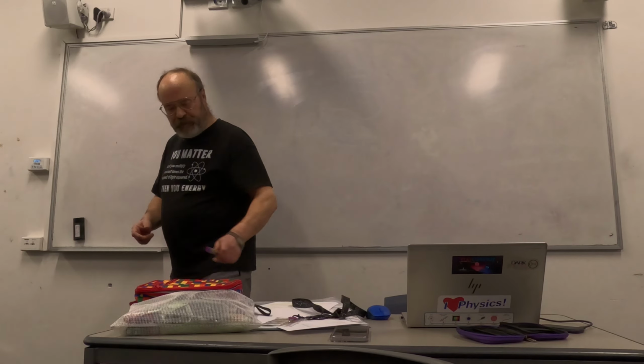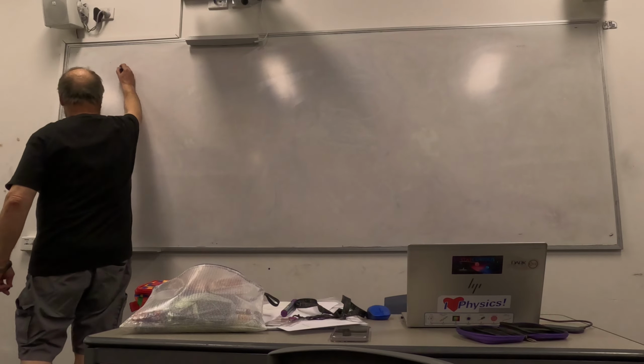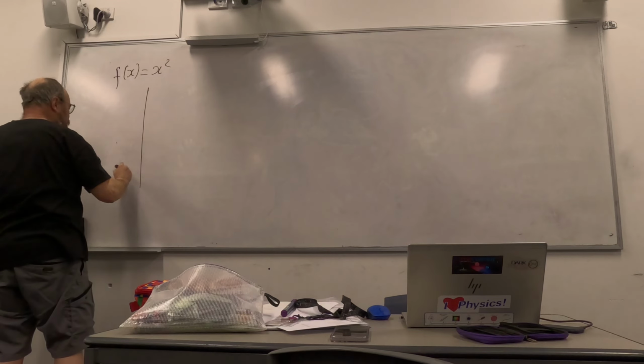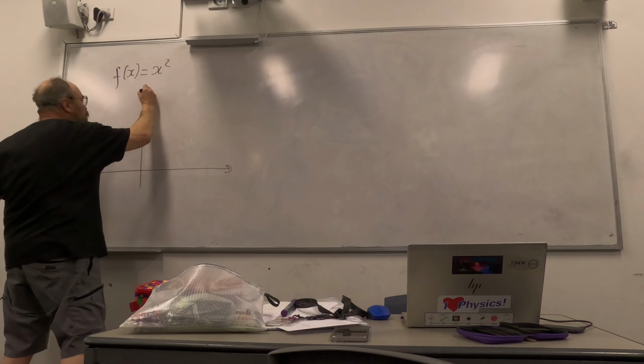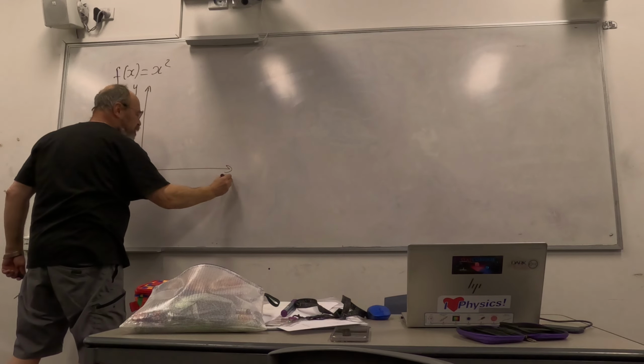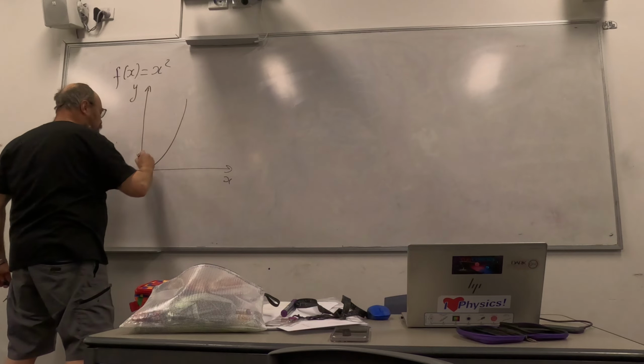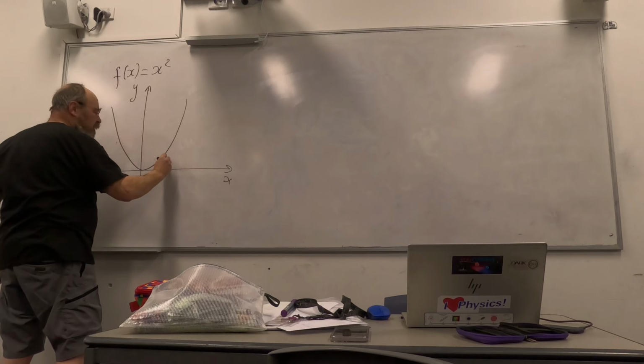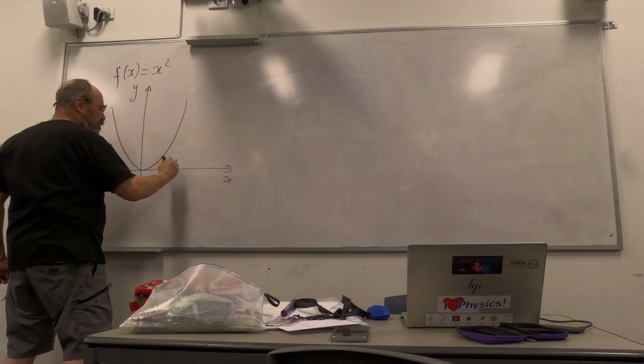So, let's consider, for example, the function y equals x squared. F of x equals x squared. If you sketch its graph, it's a parabola. And we have some points: 1, 1; 2, 4; and so on.